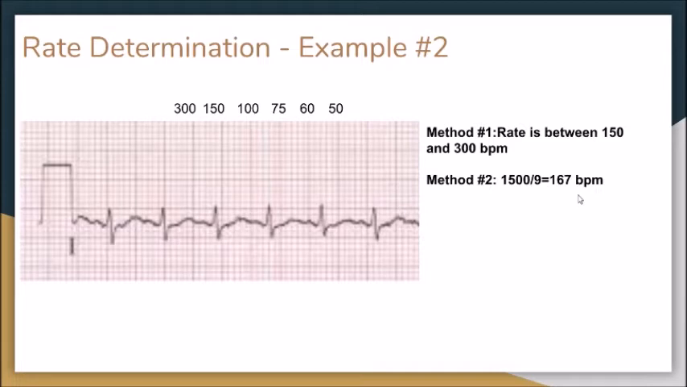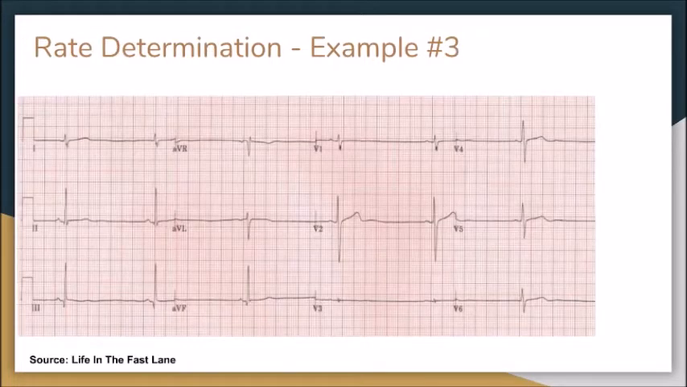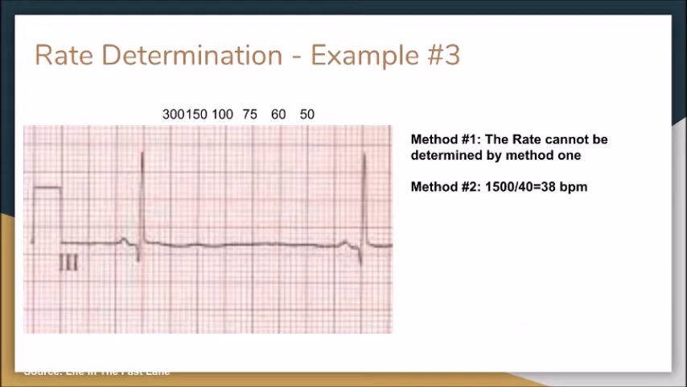Now let's move on to our third example. Again, I'll give you a few seconds to pause in case you need to do this on your own, and then we'll move forward. So this isn't the best example to do method 1 with, actually, because this is very bradycardic. As you can see, this first R wave after the initial one happens after we reach 50. So we can say for sure that this is slower than 50 beats per minute, but we can't give any more specificity beyond less than 50. So to give us a more precise answer, we'll have to use method 2. As you can see, there are 40 small boxes between the two R's, so 1500 divided by 40 gives us 38 beats per minute.